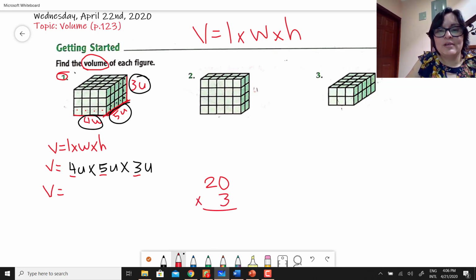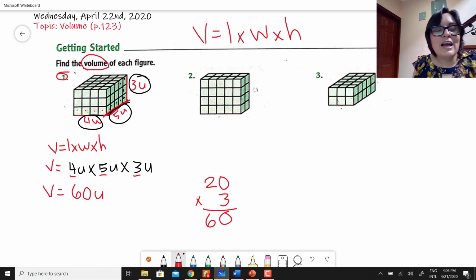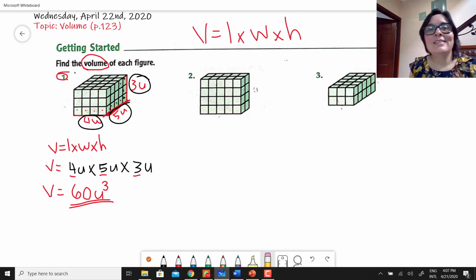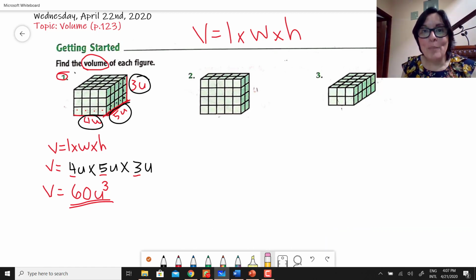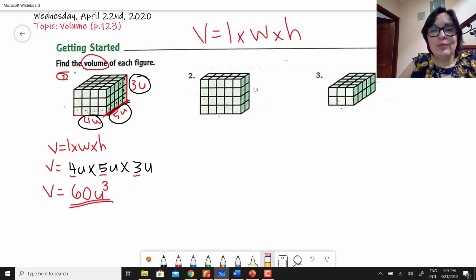Let's do it. 3 times 0, 0. 3 times 2, 6. So we have 60 units. And those units have to be cubic units. 60 cubic units. Now I need you to stop the video and copy the process in your notebook, okay? And let's continue with number 2.